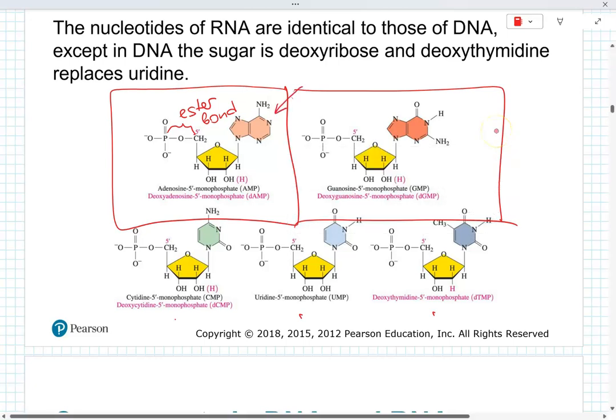So this is adenine, the base. So we remove INE and add OSINE, adenine to adenosine. Okay? Guanine to guanosine. This is applicable to purines.